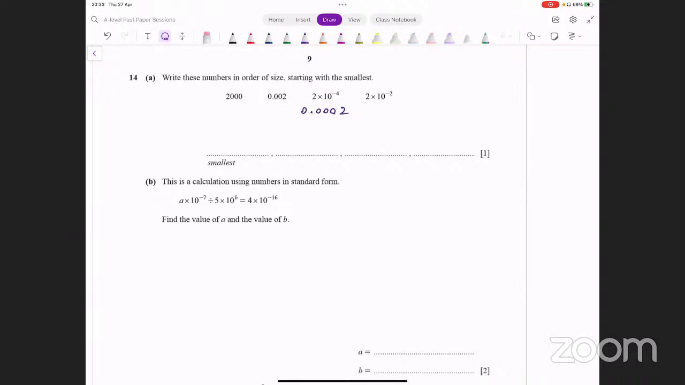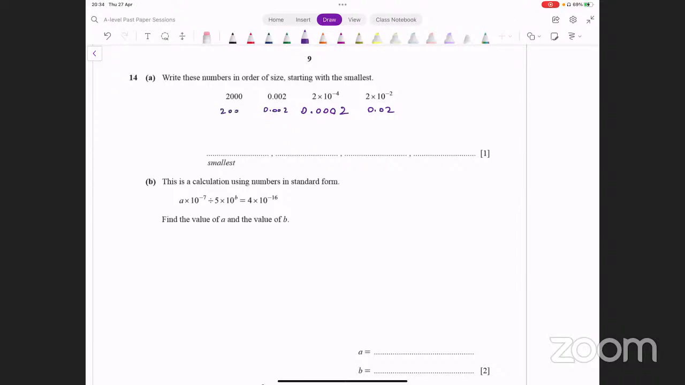ओके, that's this number. इसी तरह 2 into 10⁻², तो 2.0 था, इस एक पॉइंट यहाँ पे जाएगा और फिर एक और चला जाएगा, it's going to become 0.02. So these are the numbers that you have.